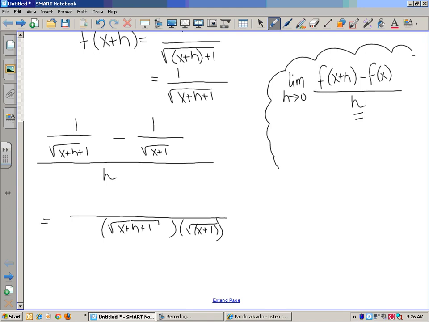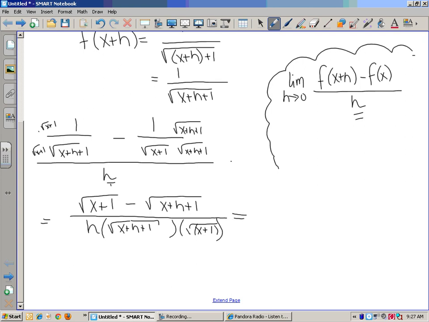So I'm going to take this one, and I'm going to take this one. Now I have a common denominator. On the top, I'm going to have x plus 1 minus x plus h plus 1. Now this h on the bottom, remember h over 1, so we're going to times 1 over h. So the h is now just right here.